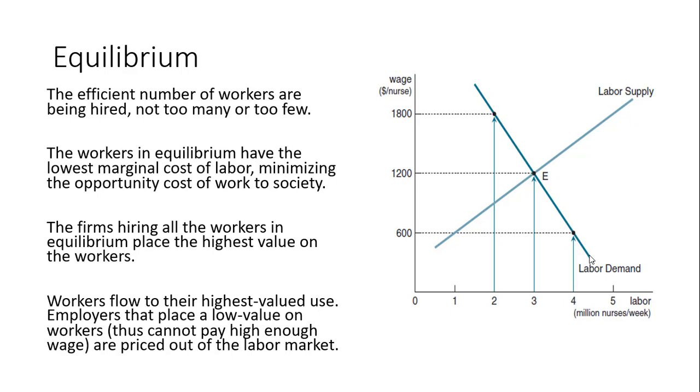So that is a nice feature, again, of competitive labor markets, that workers flow to their highest valued use. Employers that place a low value on workers cannot bid these workers away from their highest valued use. So these workers will only go to firms that place a high value on them, because these are the firms that can offer the highest wages.